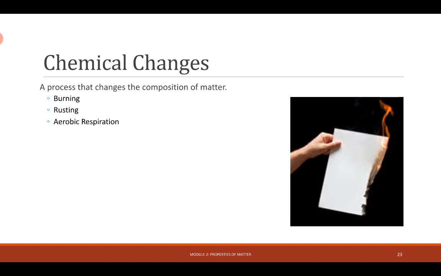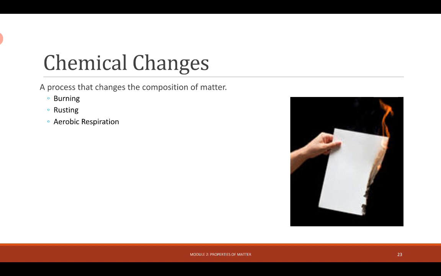Chemical changes are processes that change the matter's composition into something completely new and completely different. Before, I showed the example of cutting paper. A chemical change is like burning paper. Burning, rusting, and aerobic respiration are all examples of chemical changes.